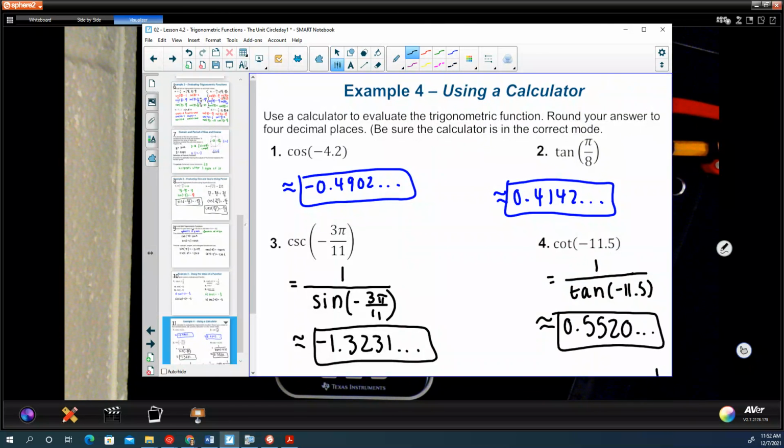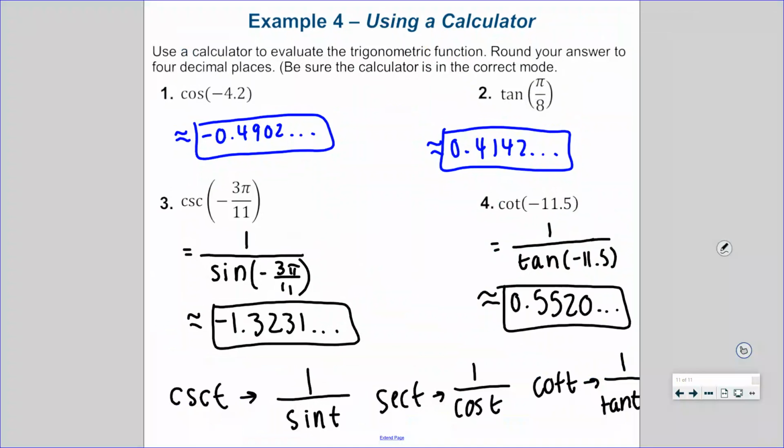That's a wrap. Those are two long lessons. The hard part is memorizing this stupid circle.